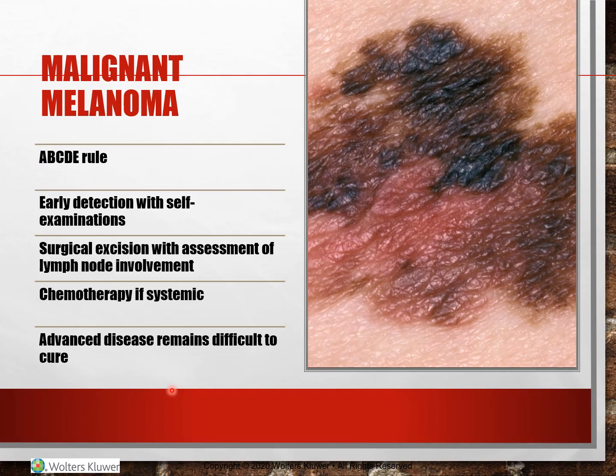If we catch it early, we try to excise it completely through surgical intervention. And then we also assess lymph nodes in the area to see if this cancer has invaded and spread through the lymph. If it has, then we can use systemic chemotherapy. The problem with malignant melanoma is that once the disease becomes advanced, it is really hard to treat and cure. So advanced malignant melanoma has a high mortality rate, which again is the reason why early detection is really important.